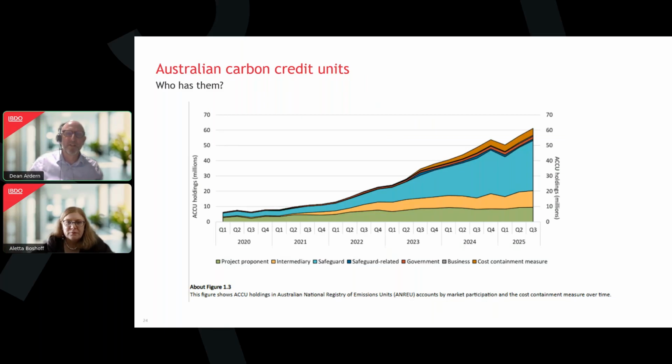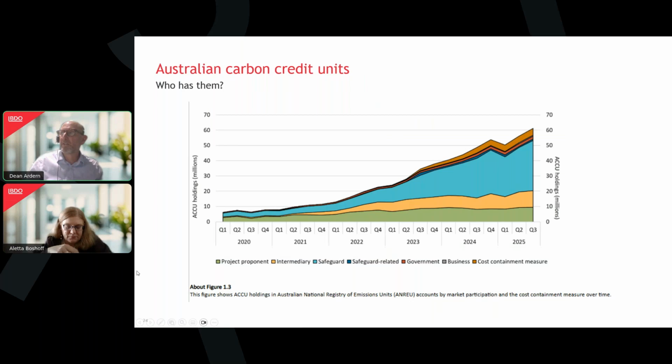So you can see that the ACCUs, they can use them obviously to offset their obligations under the safeguard mechanism, but the ACCU is like an all-purpose sort of carbon credit in the sense that it can be applied here for them to be then in turn surrendered or actually maybe sold if, for example, they can reduce their baseline without having to use those carbon credits.